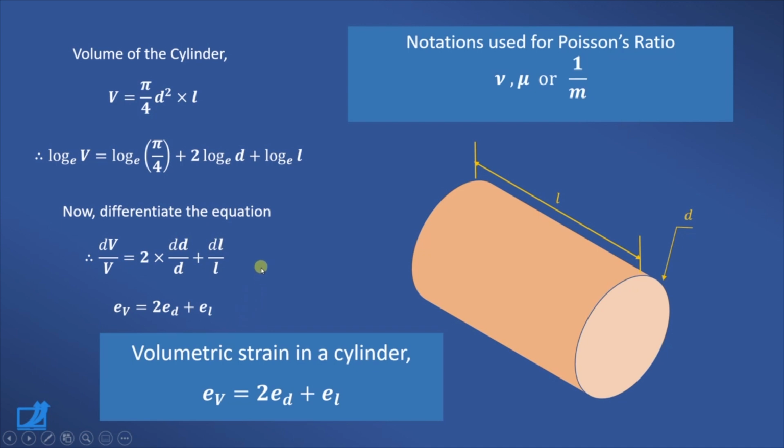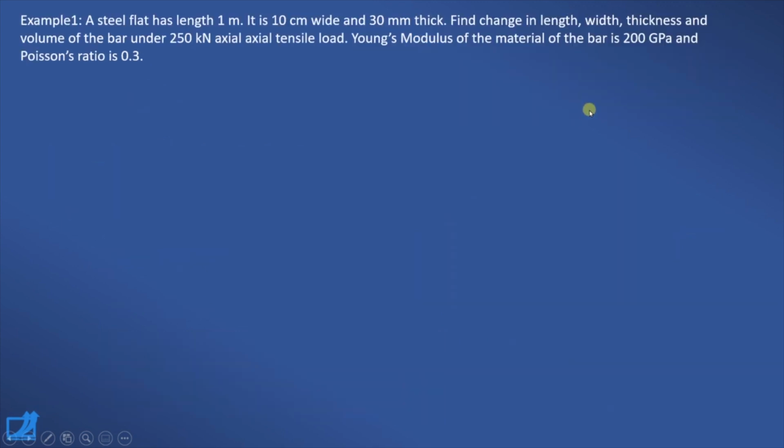Now one more thing, you must be flexible in notations. In different books, different notations are used. These are common notations used for Poisson's ratio. Nu, we are going to use nu of course, but I have seen in some books notation mu is used for Poisson's ratio, and in some books I have seen notation 1 by m is used for Poisson's ratio. Remember here, m is not Poisson's ratio, but 1 by m is Poisson's ratio. So be flexible with notations.